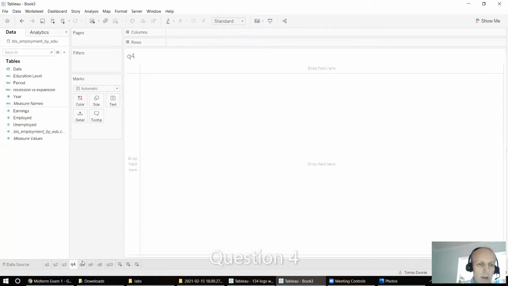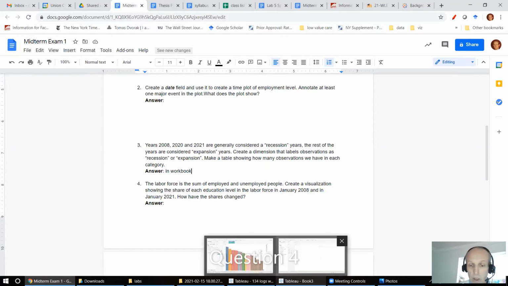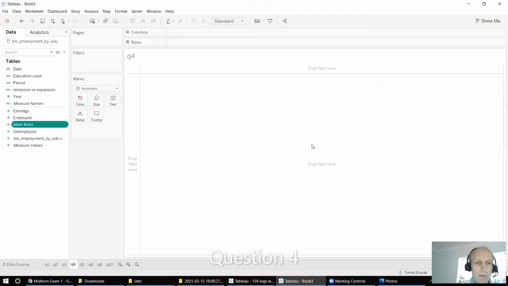Excellent. In question 4, we're supposed to create a labor force. Labor force is the sum of unemployed and employed people. Create a visualization showing the share of each education level in the labor force in January 2008 and 2021. So let's first create that labor force field. It's employed plus unemployed. And we want to show them by education level.